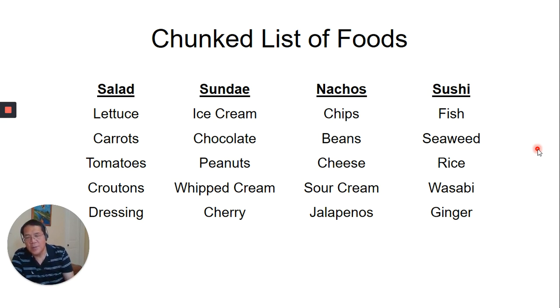Now, here's the catch. Where does this knowledge come from that allows you to organize information into chunks? It comes from long-term memory. It comes from what we already know. So if you don't know anything about nachos, then you can't organize a chunk of information for nachos. So this leads to a very counterintuitive aspect of working memory. The more you know, the easier it is to learn.